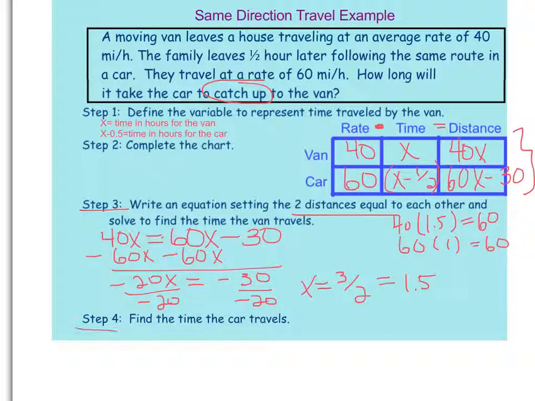And then we have to answer the question. Find the time the car travels. So the car, which is traveling x minus 1/2, that's 1.5 minus 1/2, which is 1 hour.